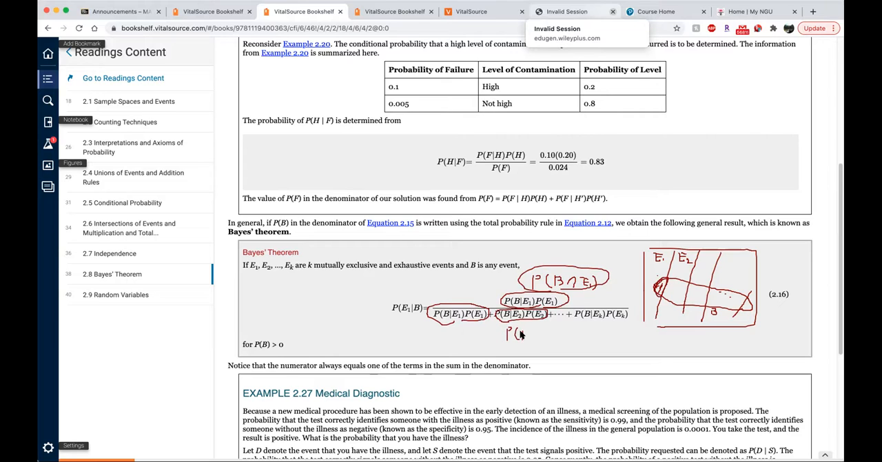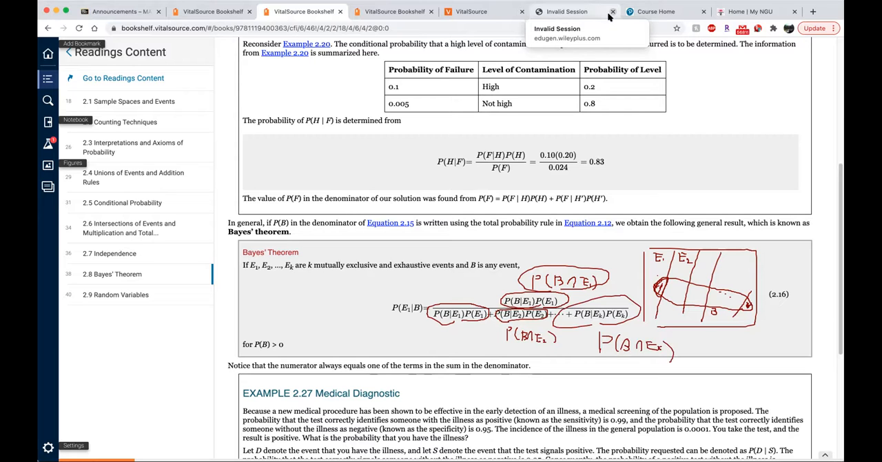You need to completely understand the relationship between the conditional probability and the probability of the intersection. Otherwise it's hard to understand what I'm saying. The last one is the probability of B intersection EK, which is this part right here. Now look at the example.